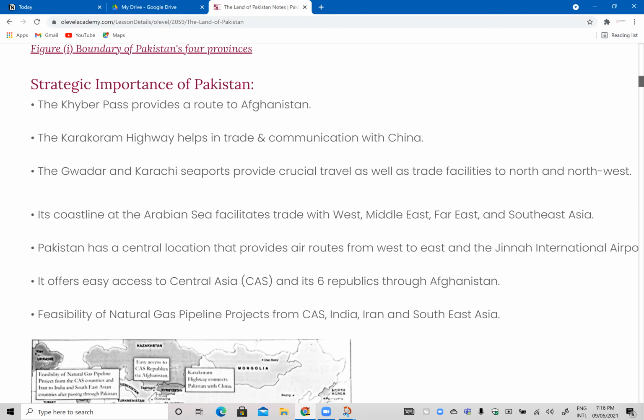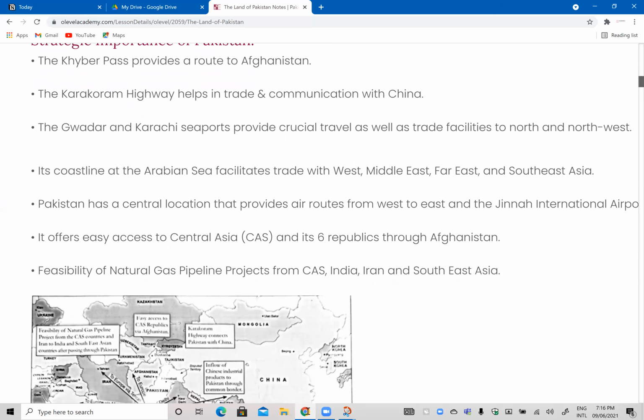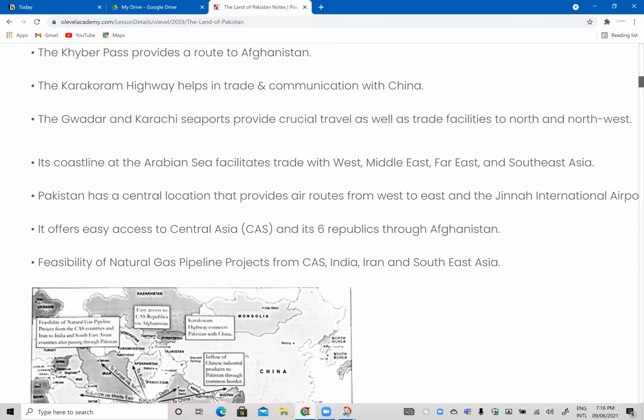What is transit trade? Transit trade is when you access another part of the world by going through another country, and you have to pay taxes to that country. So Afghanistan also gets this advantage, and Pakistan gets access to all of these countries through that. Then feasibility of natural gas pipeline projects from CAS, India, Iran, and Southeast Asia. Again, guys, Pakistan has this ongoing Iran-Pakistan gas pipeline project, which is very important. Why?